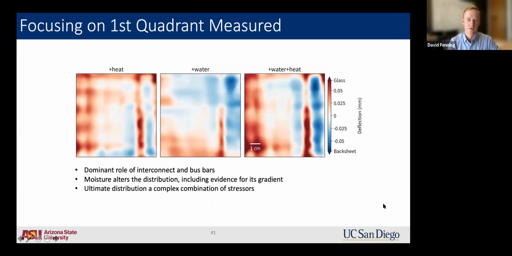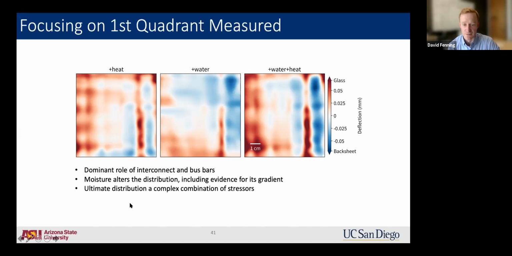Okay, so to summarize these stress data, when we compare a room temperature map, just a dry condition, to adding water to 85, or the combined effect going from room temperature to a damp heat, we see that there's a really rich and complex stress state within our mini modules, indicated by these deflection maps. So there's clearly a dominant role of the interconnections and bus bars. The moisture definitively alters the distribution, and it's most evident along the exposed sides where water ingress was facilitated during the water exposure at damp heat.